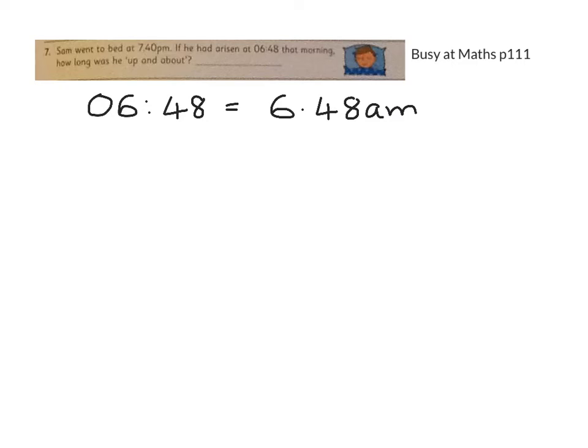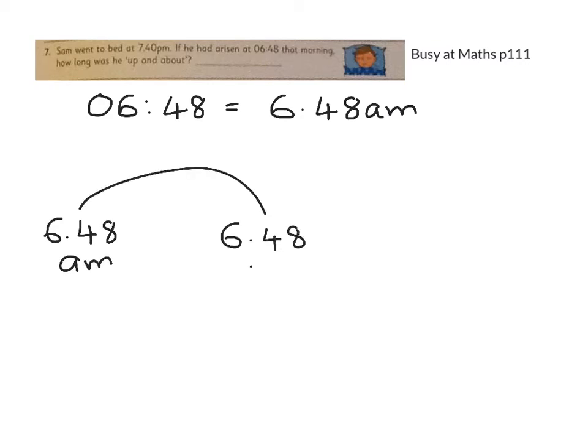This time I've changed 0648 into 6:48 AM. So if he got up at 6:48 AM, then by the time I got to 6:48 PM, that was 12 hours.